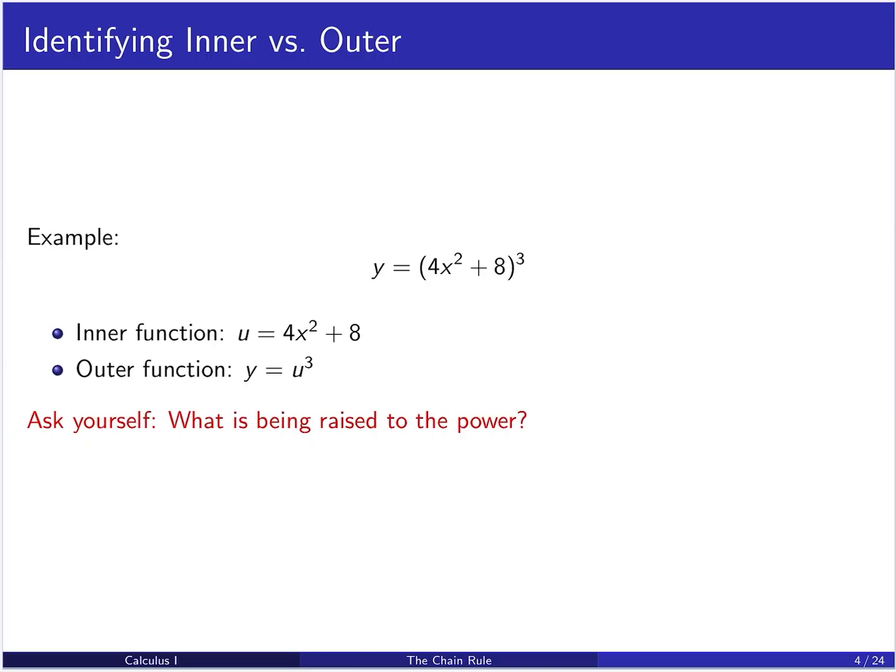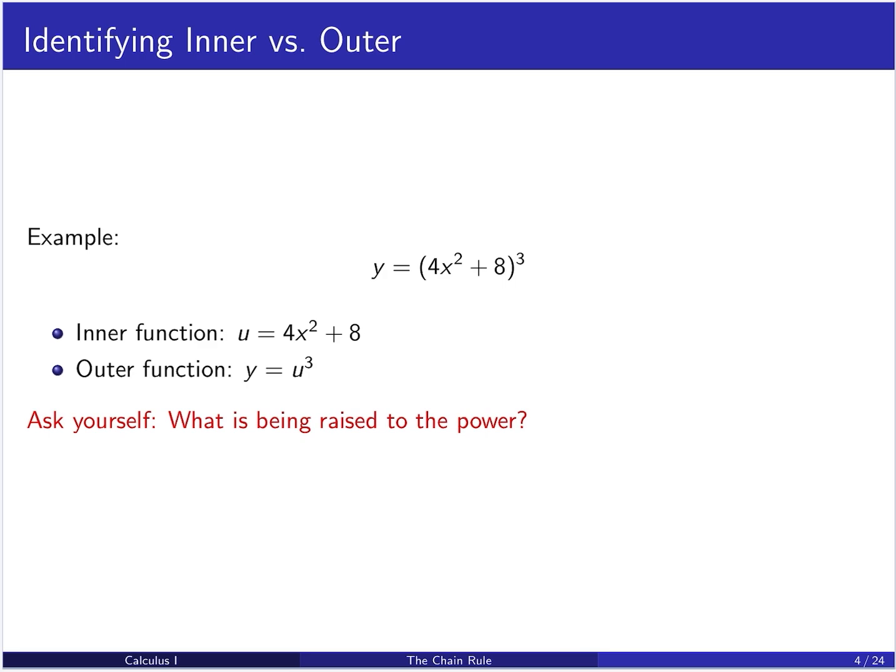That being cubed is 4x squared plus 8. We name it the inner function u. If we name 4x squared plus 8 as u, then the outer function will be u cubed. So y is equal to u cubed. You need to ask yourself, what is being raised to the power? The substitution variable u is just a label for the inner expression.